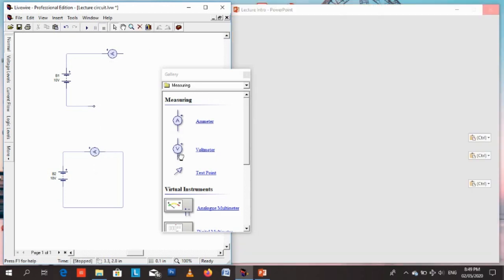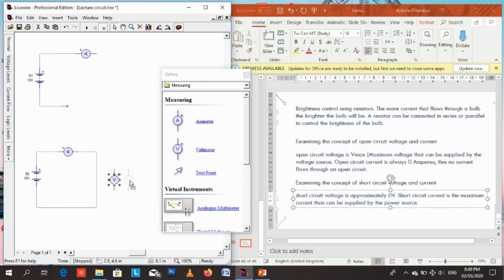So I'm rounding up now officially for this video lecture series. Once again, let me just repeat it: I've connected the voltage across to measure the short circuit voltage. Let me now see the difference. Short circuit voltage is almost zero, open circuit voltage is maximum. Open circuit current is 0, short circuit current is maximum.